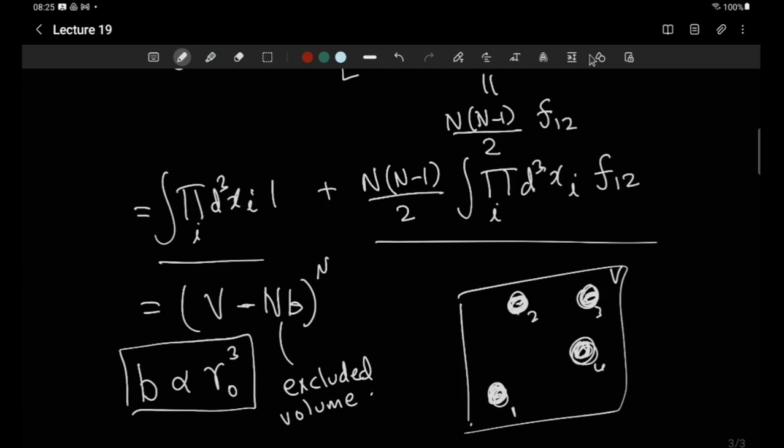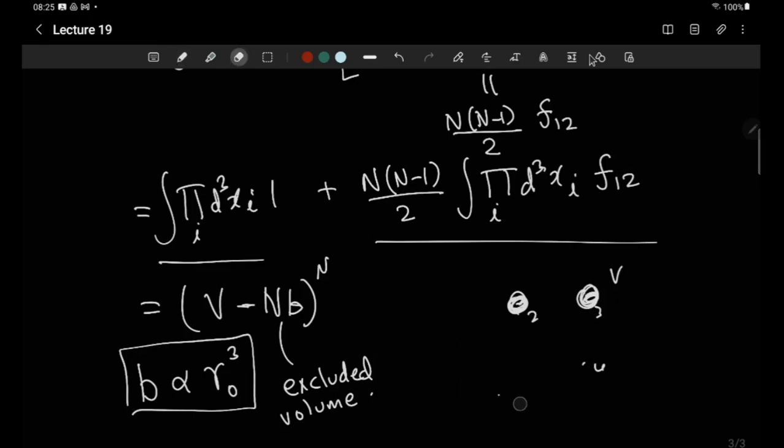So this is the exclusion. It's simplest to think of R naught by 2 as the size of each particle. So that's the excluded volume. We are taking into account the fact that this thing has this thing. So now this integral is done.